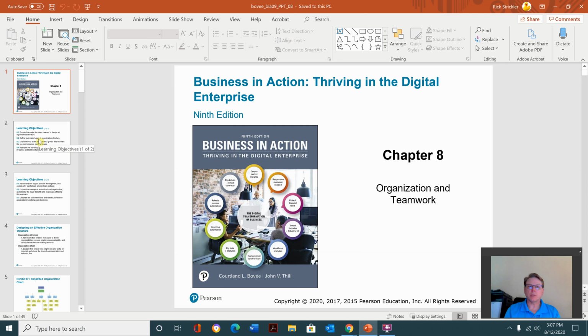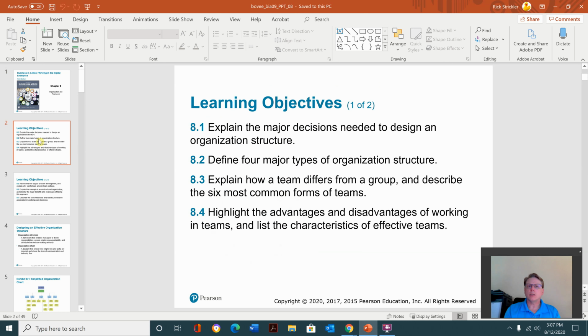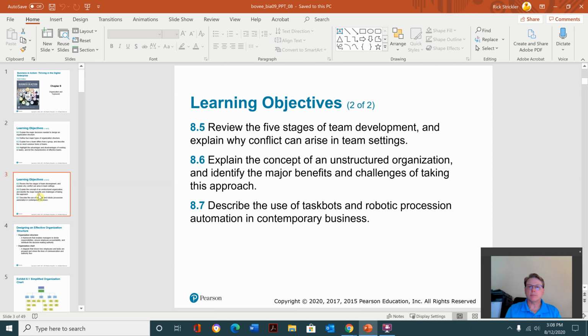In this chapter, you should be able to explain the major decisions needed to design an organization structure, define 4 major types of organization structure, explain how a team differs from a group, and describe the 6 most common forms of teams, highlight the advantages and disadvantages of working in teams, and list characteristics of effective teams.